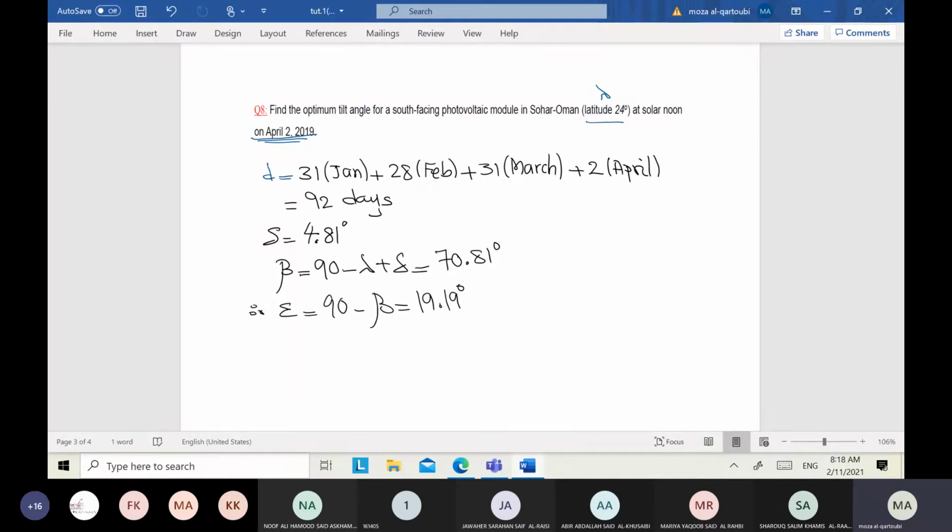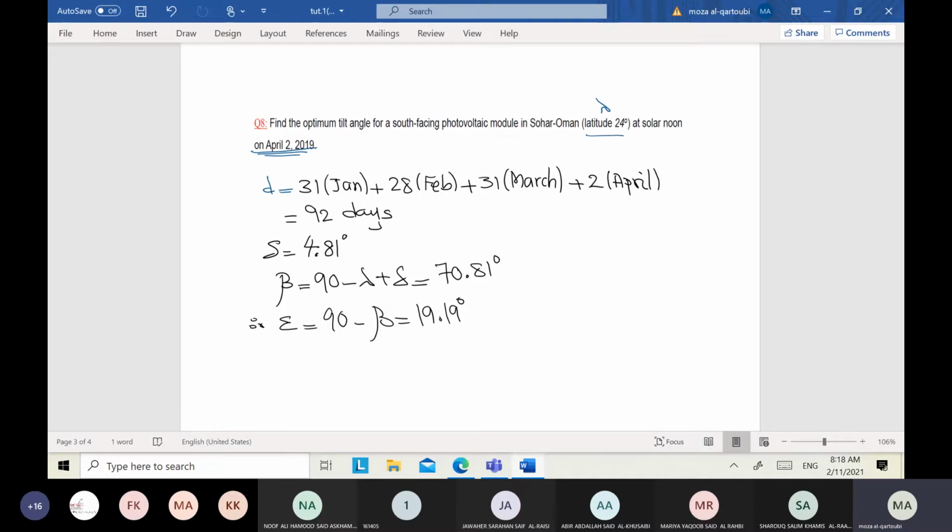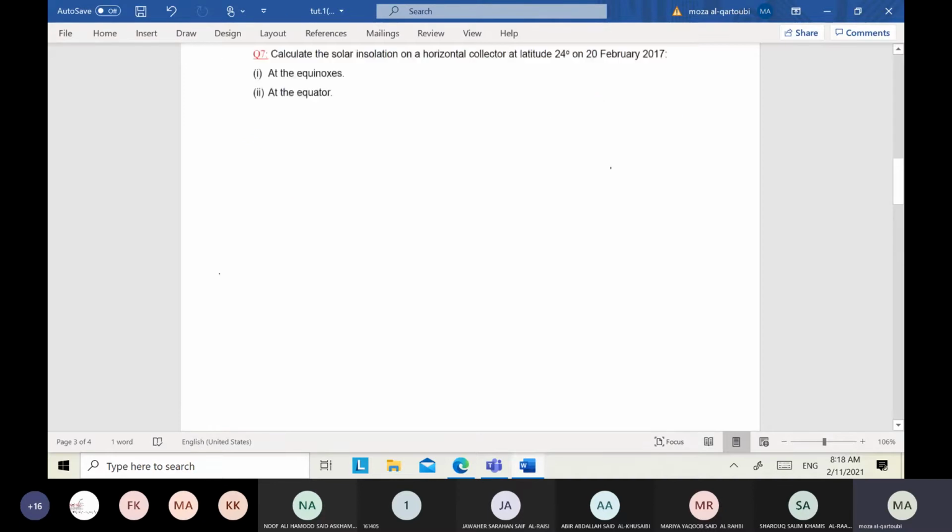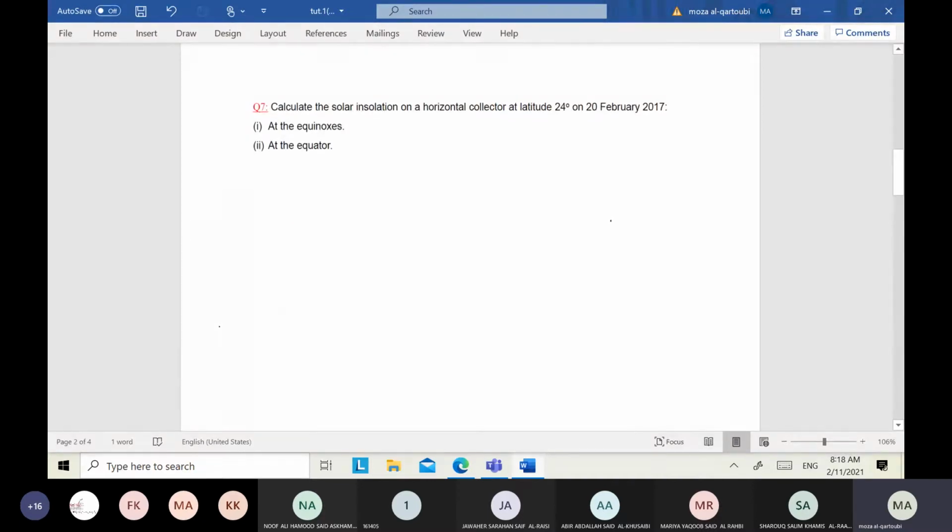If these two questions are clear, we'll go back to question number 7 now. Okay? We'll go to question number 7. This is the question. Calculate the solar insolation on a horizontal collector at a latitude of 24 degrees on 20 of February 2017, and given two cases, at equinoxes and also at the equator. Okay, so we're starting from the question.